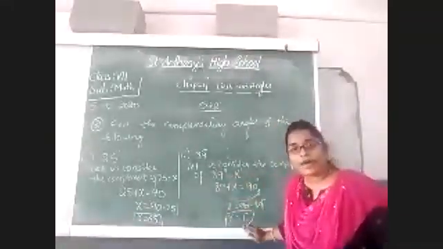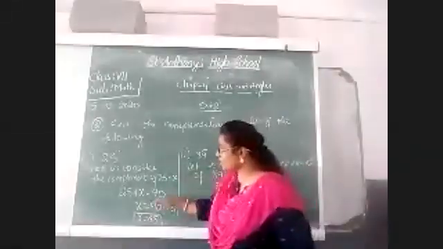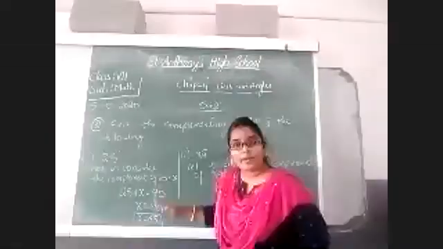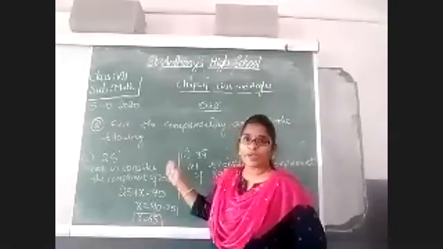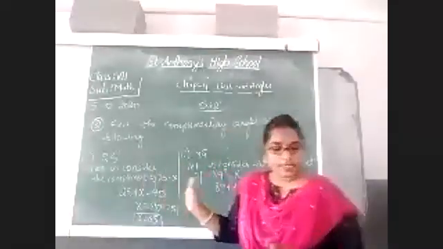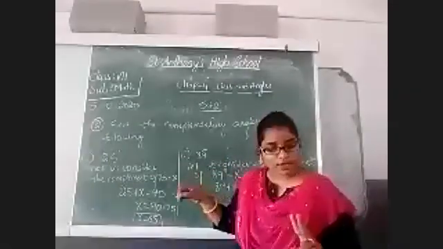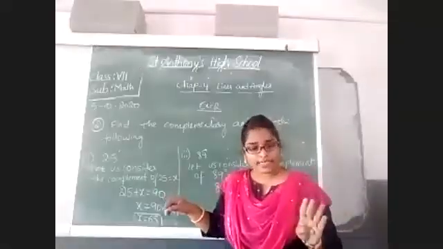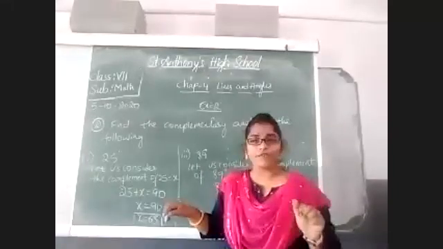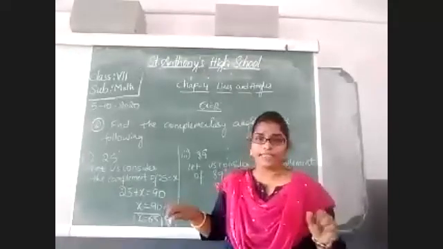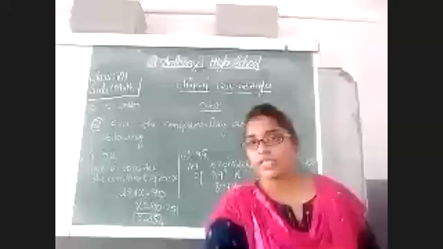So the complement of 89 is nothing but 1. The complement of 1 is nothing but 89. Here also the complement of 25 is 65, and the complement of 65 is 25. Clear all of you? In a similar way, there are two more questions, the second and fourth one. Second one is 40 degrees and fourth one is 55 degrees. You have to solve them on your own. Okay.